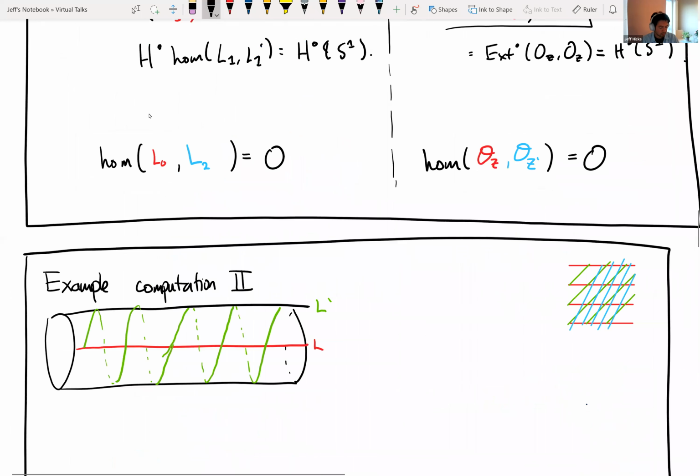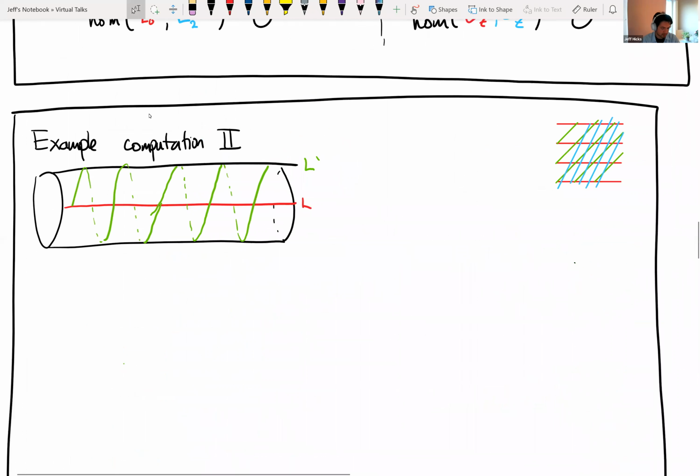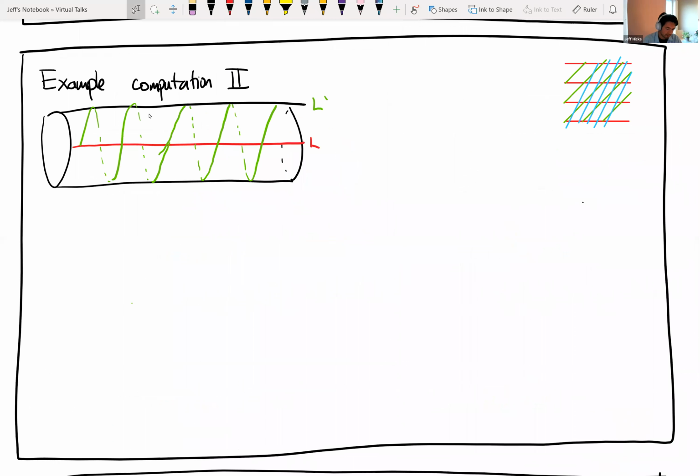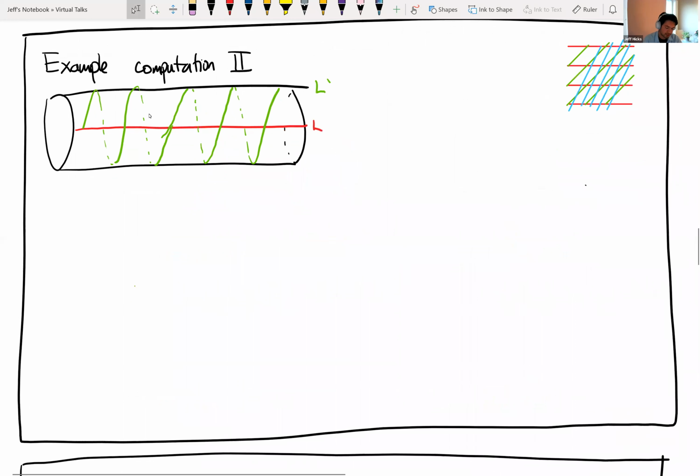Okay, so what's a slightly more difficult computation? Let's compute something like the Lagrangian intersection Floer theory between the 0 section and itself. And this is where things become a little more interesting. Because this Lagrangian is non-compact, in order to compute its Lagrangian intersection Floer theory, I have to tell you what to do with the non-compact ends.